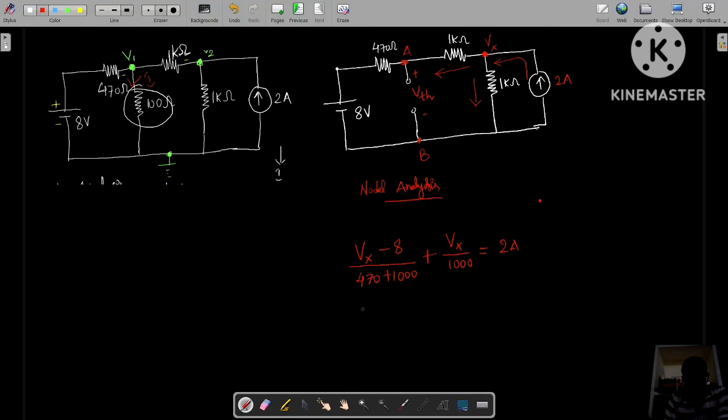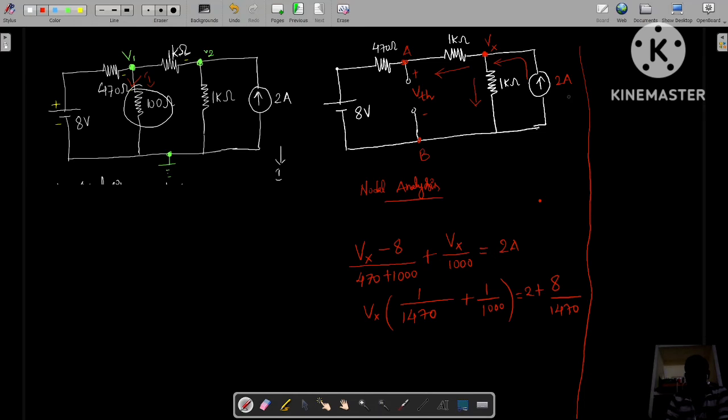Take all the Vx terms to one side, constants to the other side. So Vx common, if you take Vx common, you will get 1 by 1470 plus 1 by 1000 is equal to 2 plus 8 by 1470. Now let me find Vx here. What is the coefficient of Vx, that we need to find first. 1 by 1470 plus 1 by 1000.